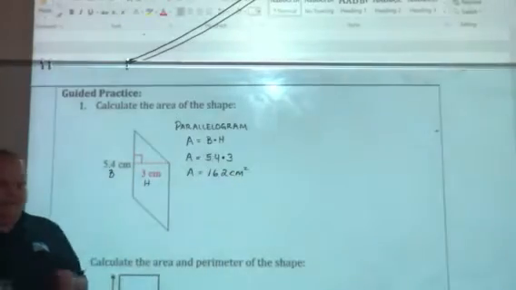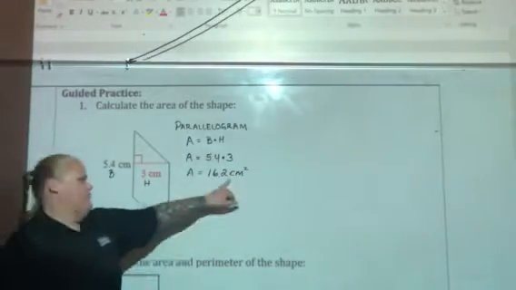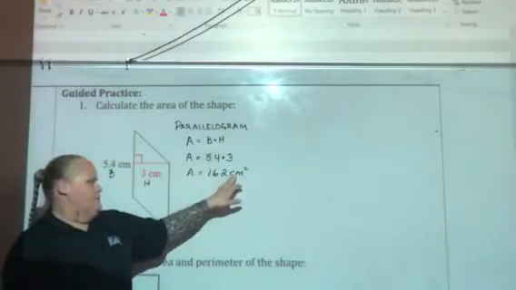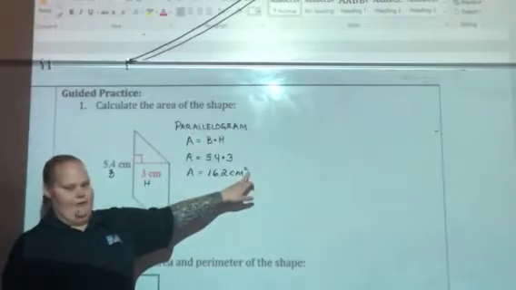Anytime you're finding area, it's always going to be whatever unit of measure. So for example, both of these were centimeters. So it's always going to be the unit of measure squared for area.